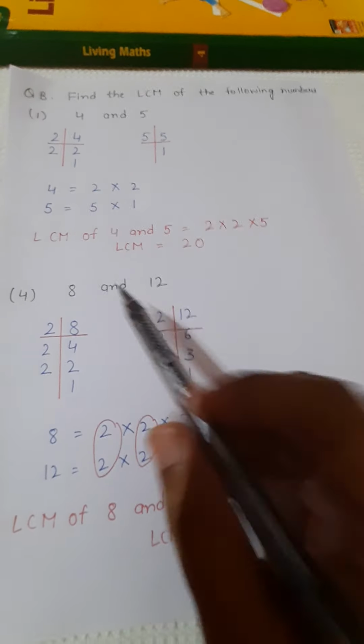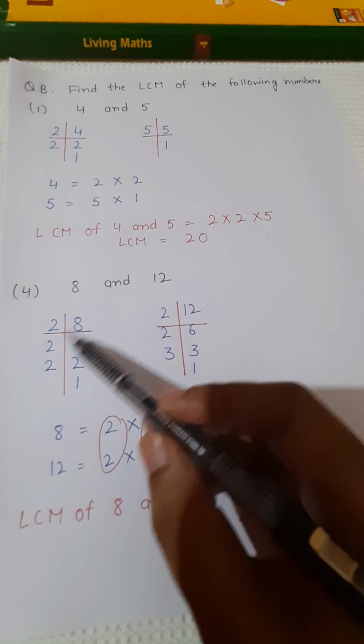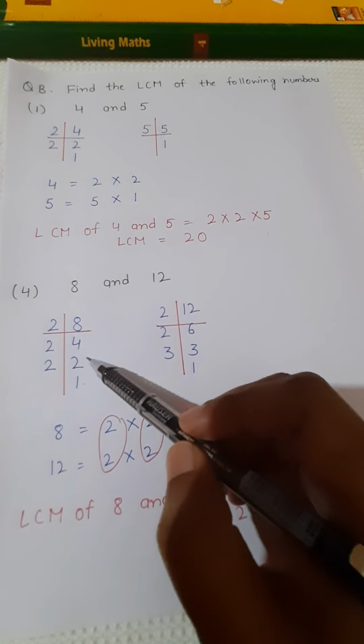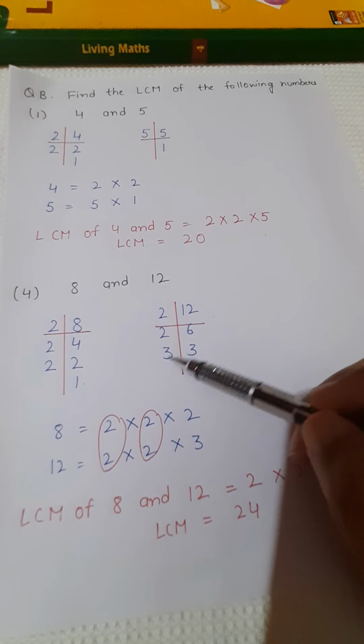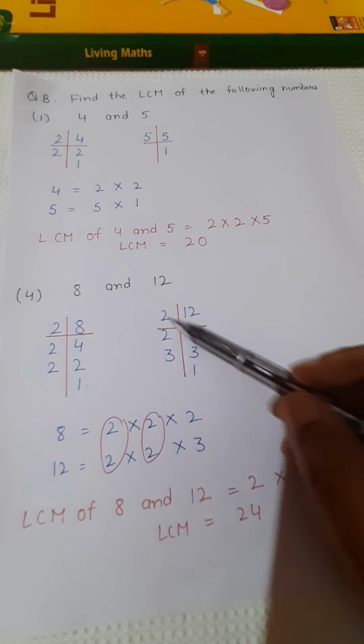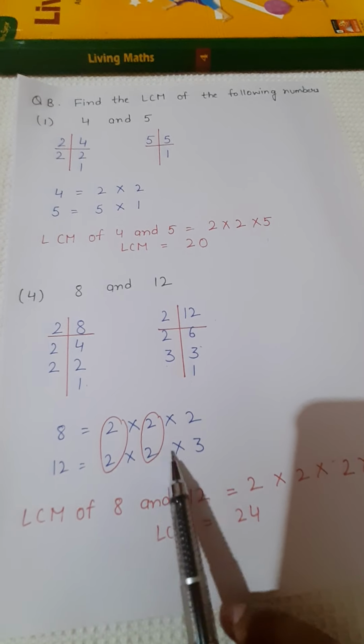Look, one more part, 8 and 12. Do prime factorization here. 2 4s are 8, 2 2s are 4, and 2 1s are 2. Then for 12, 2 6s are 12, 2 3s are 6, and 3 1s are 3. We got all the prime factors right here. 8 is 2 into 2 into 2, and 12 is 2 into 2 into 3.